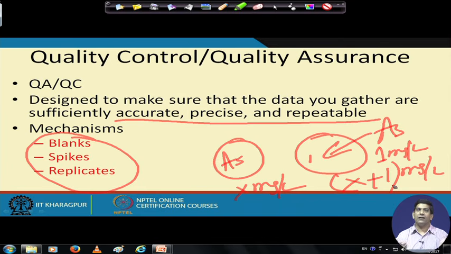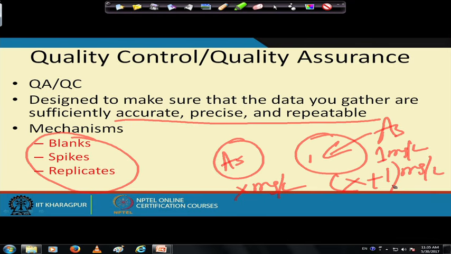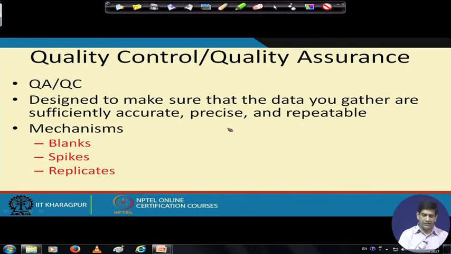So to do that, this is known as the spike, and this is called the spike sample. When you add a certain concentration to the sample to find out whether the machine is reading that particular element correctly or not, that is called spiking. And then replicates means whether the machine is giving you the same result.